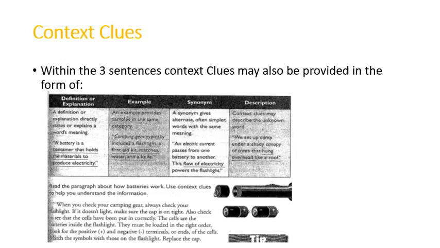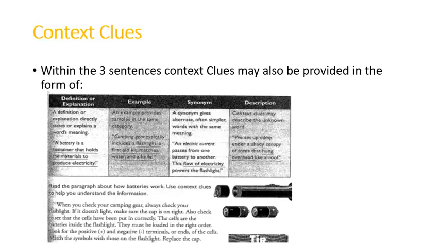So the unknown word, or let's pretend that the students don't know the meaning of what camping gear is. It goes on to say typically includes a flashlight, a first aid kit, matches, water, and a knife. So immediately now, just through reading on, the student is able to determine what the meaning of camping gear is. Context clues can be provided in the form of a synonym or an alternative word.